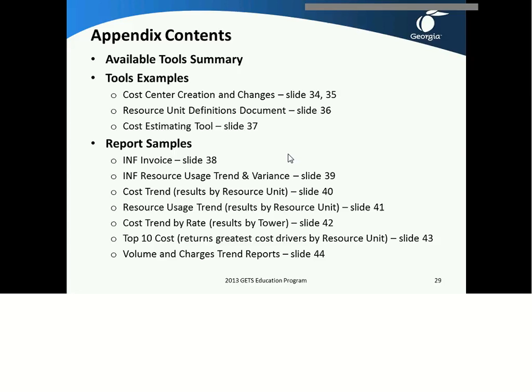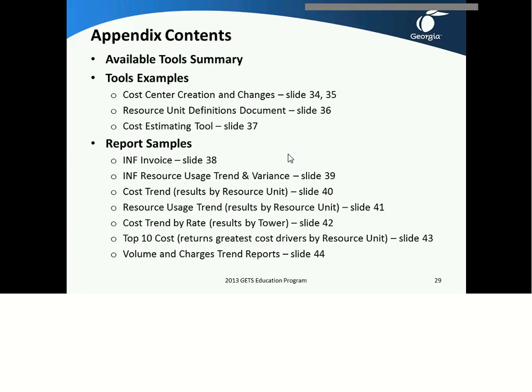And these are the appendix contents. There's the available tool summary. There's the cost center creation and changes details, how in Order Now you can make those changes. If you don't know how to do that or are not boarded into Order Now, your CRM can help you there. There's the resource unit definitions document that shows each resource unit, what tower it's in, a definition of the resource, how it's measured, and what date it's collected, or a snapshot made for inventory for the bill. We also have other report samples that we didn't cover in the main body of this presentation that I just spoke to on the previous slide.